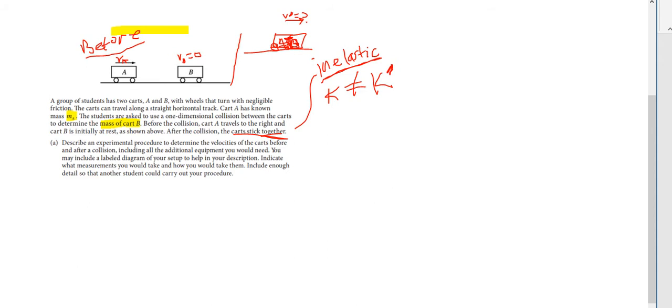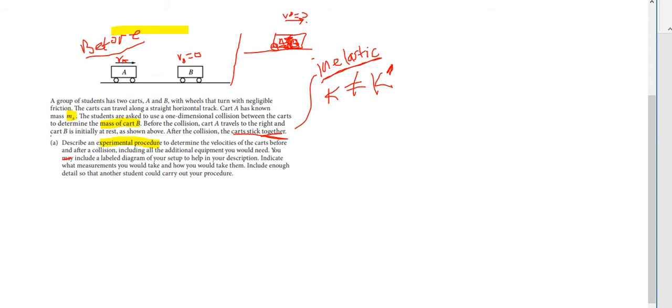All right, now here's the experiment part. Describe an experimental procedure to determine the velocities of the carts before and after the collision, including all additional equipment you would need. You may include a labeled diagram. No, not may. Guys, you will include a labeled diagram, always. Maybe two different views of your setup to help in your description. Indicate what measurements you would take and how you would make them. That means which tools. Include enough detail so that another student could carry out your procedure.